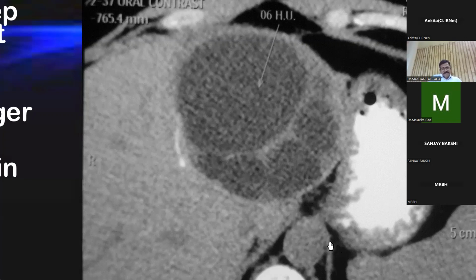IV contrast has not been given. Yes, sir. Okay, so now I'm pointing this out to you. In a plain CT scan with oral contrast, I can see this. What is this, sir? Calcifications. Calcification in the wall of the cyst. Quite right, so we've described the calcification. The cyst appears intact, but the edge shows a calcification, isn't it?